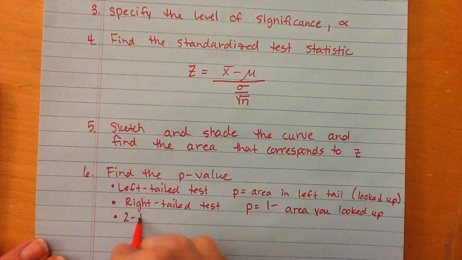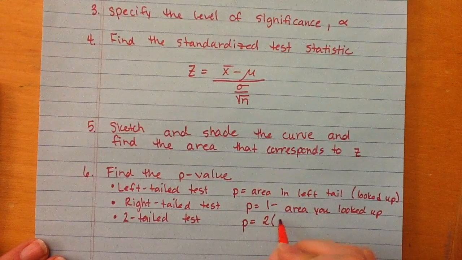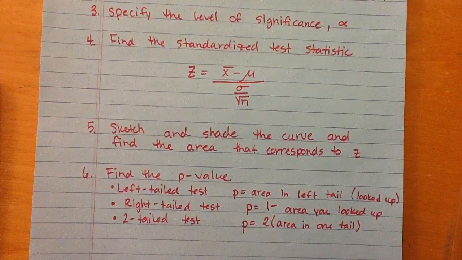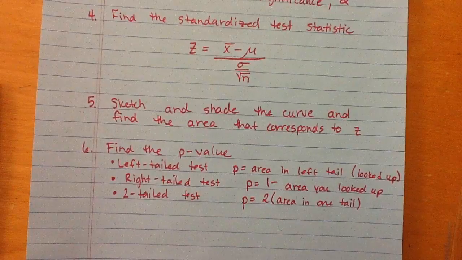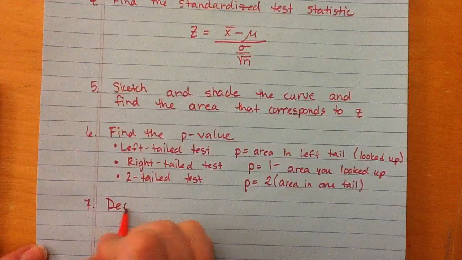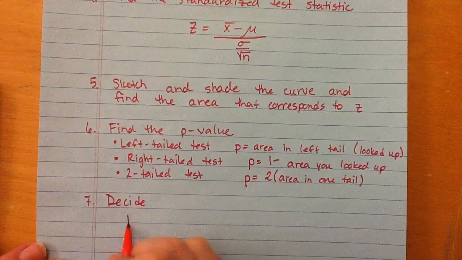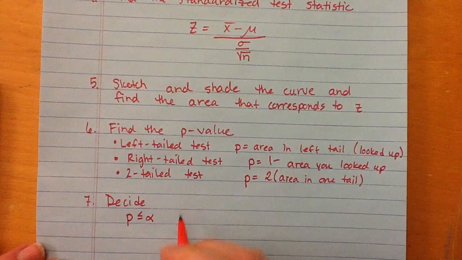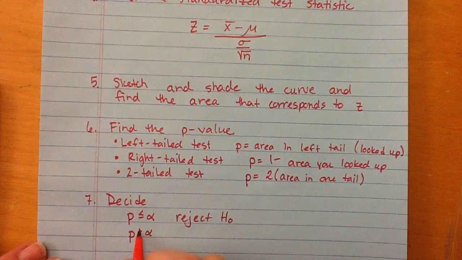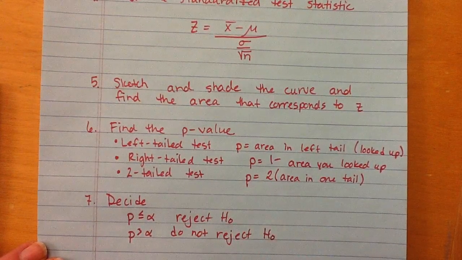If you have a two-tailed test, p is going to equal 2 times the area in one tail. So you'll probably look up your negative z-score, and then just do 2 times whatever that number is. Step 7, make your decision, and that's based on comparing your p-value to your alpha. So if p is less than or equal to alpha, the level of significance, then you reject h sub 0. If p is greater than alpha, do not reject h sub 0.